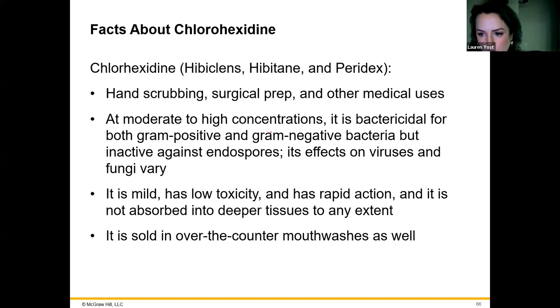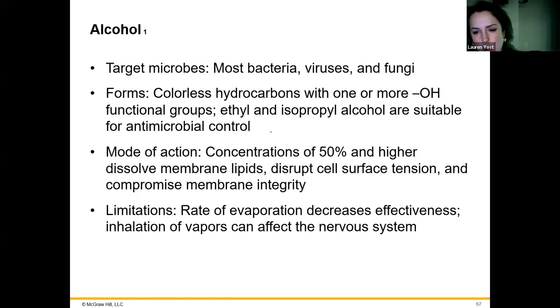What do I want to say about it? It's pretty low toxicity. You can become allergic to it. And you can use it over the counter. You can buy it, by the way. Hibiclens, you can just buy it at Walgreens and stuff like that. Hibiclens is the soap version of the chlorhexidine. So literally what they use for scrub in a surgical setting.